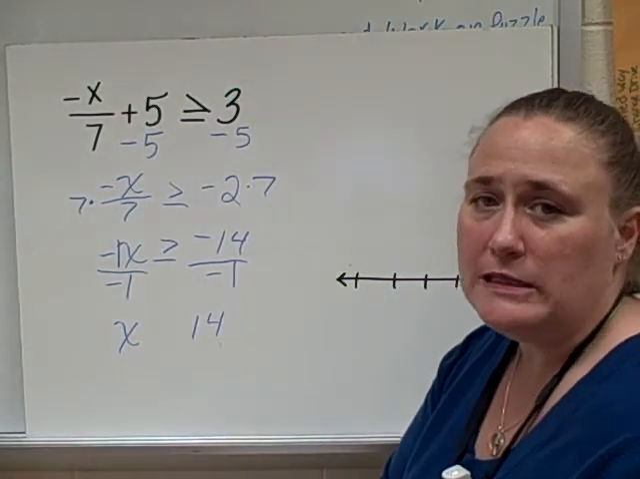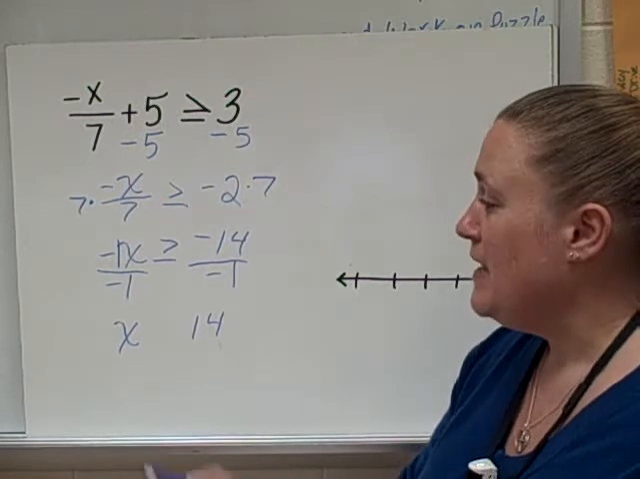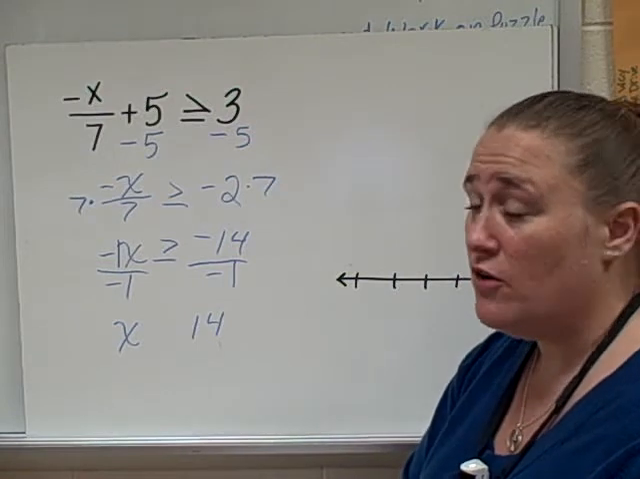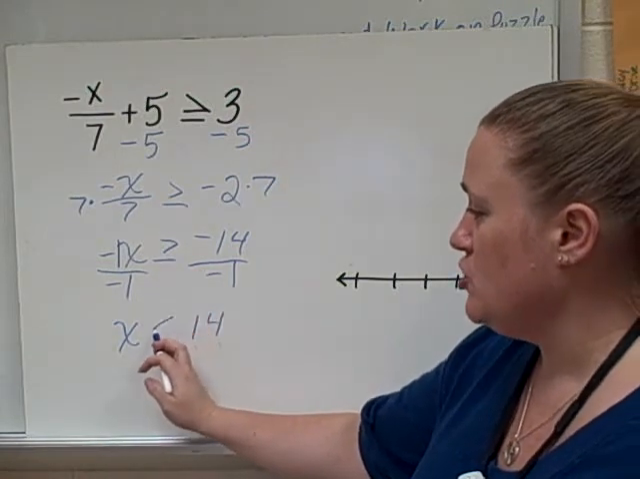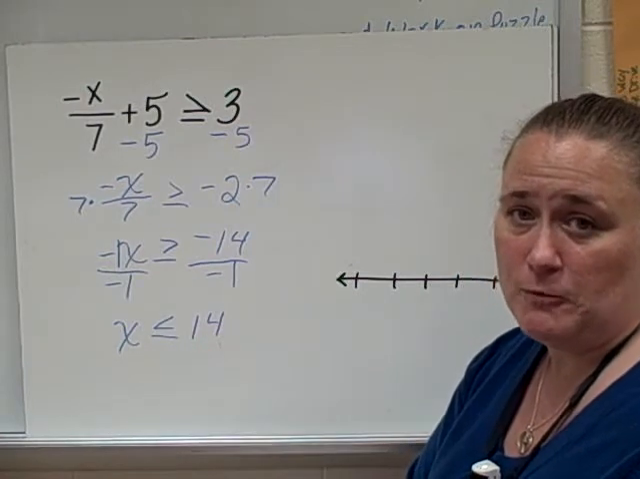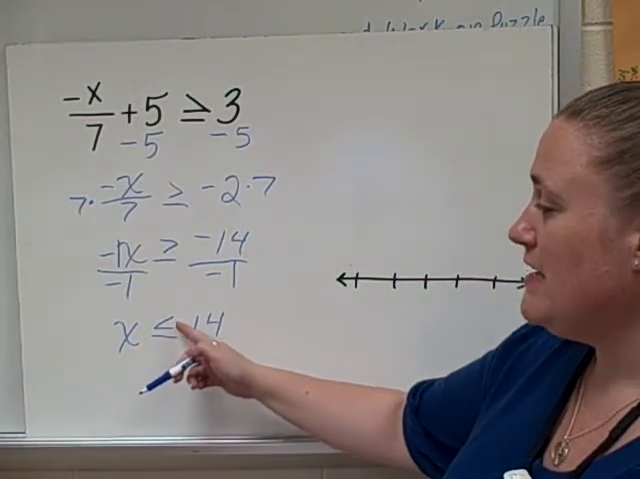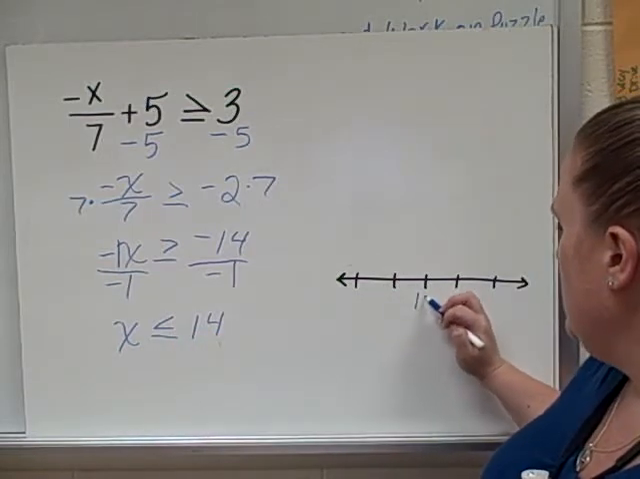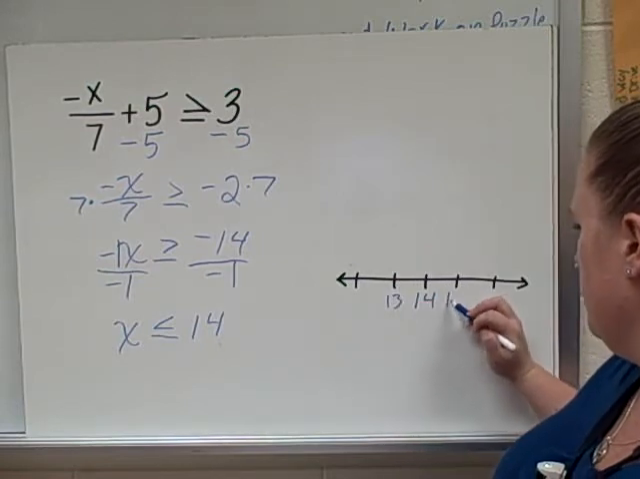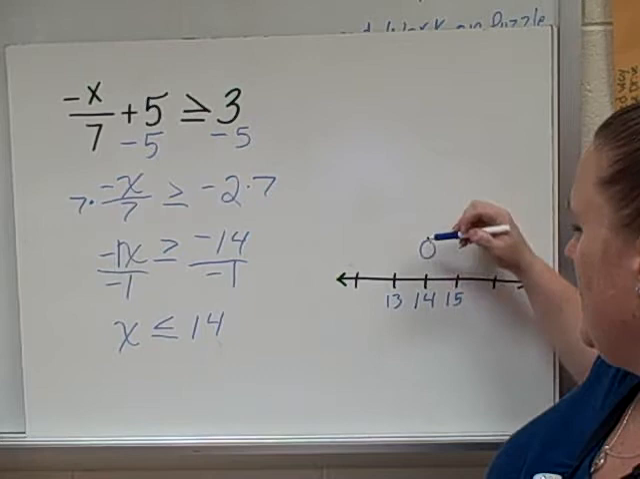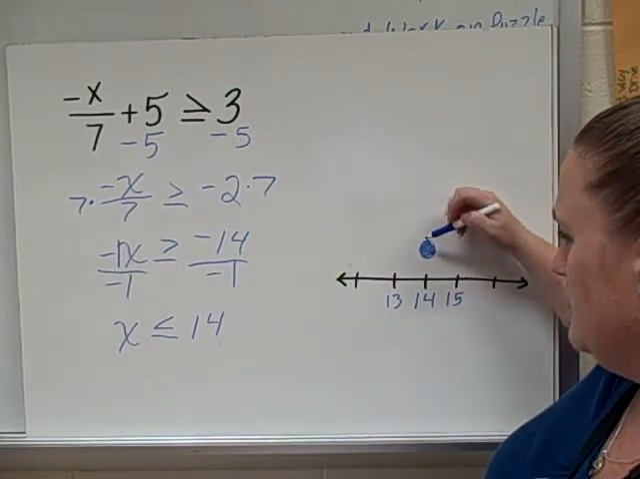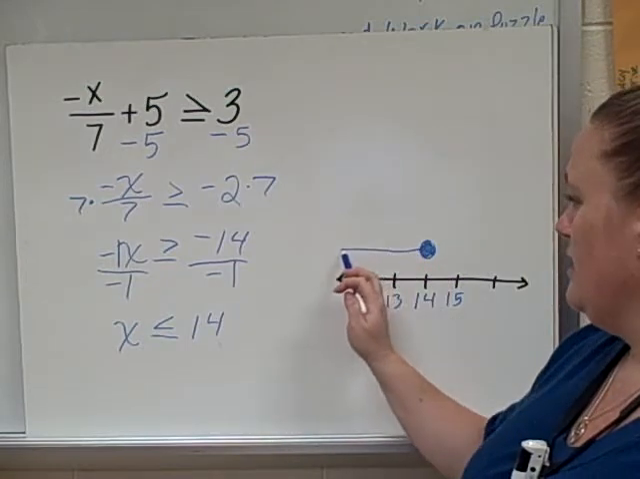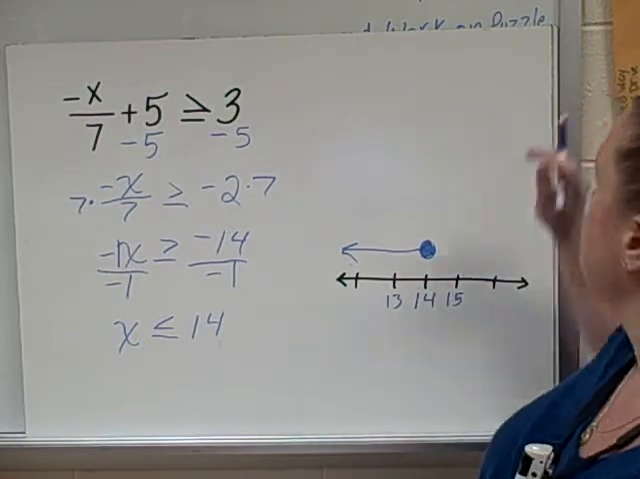Now, this is the one time that it's different than an equation. If I divide or multiply by a negative number to solve the problem, I switch my inequality sign. Okay? So x is less than or equal to 14. So 14 is your important number. It's equal to, so we color it in. x is less than. Well, the numbers that are less than go this way. Okay?